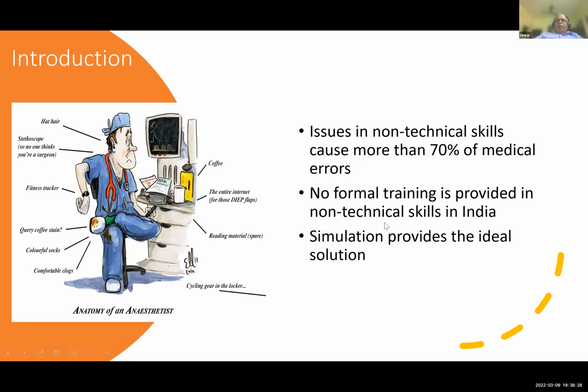One thing is, we are all aware that in all professions, not just in anesthesia, we don't have any formal training in non-technical skills, whether at the undergraduate level or postgraduate level. Most of the time, we just pick it up on our own, through practical experience. And that's probably one of the worst ways in which we can learn, because when we are learning through practical experience, it is at the expense of the patients. So simulation is probably the ideal solution to teach these skills to our postgraduates and now even to the undergraduates.